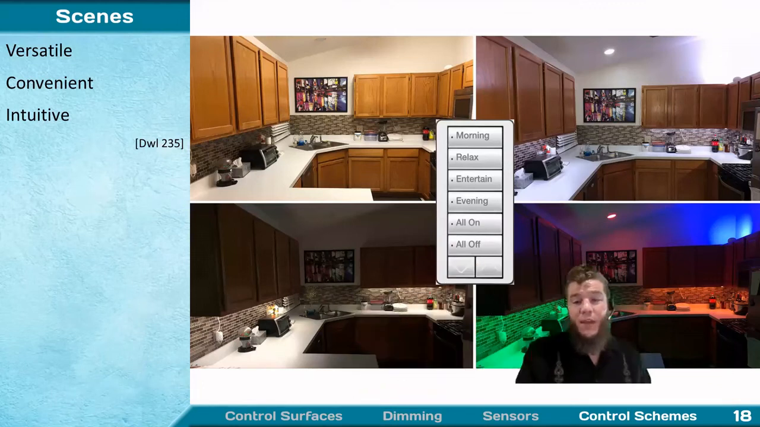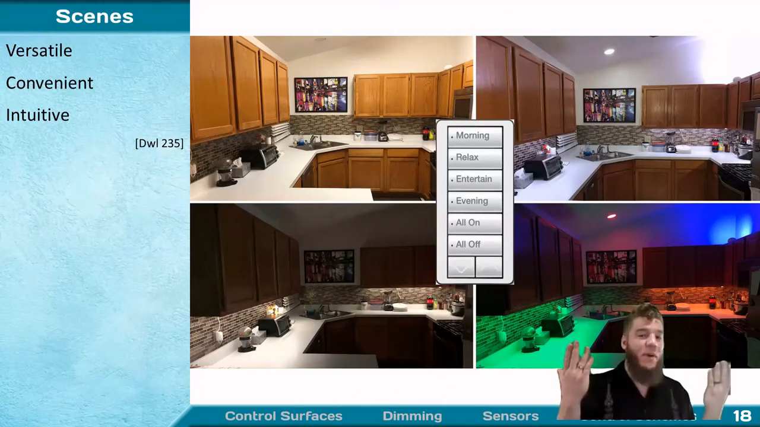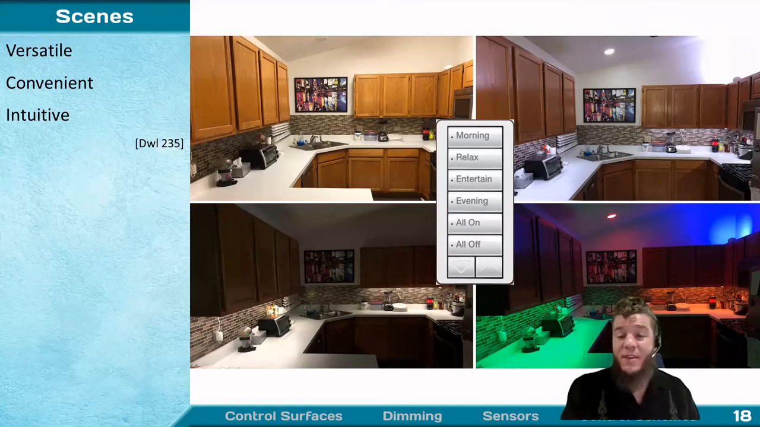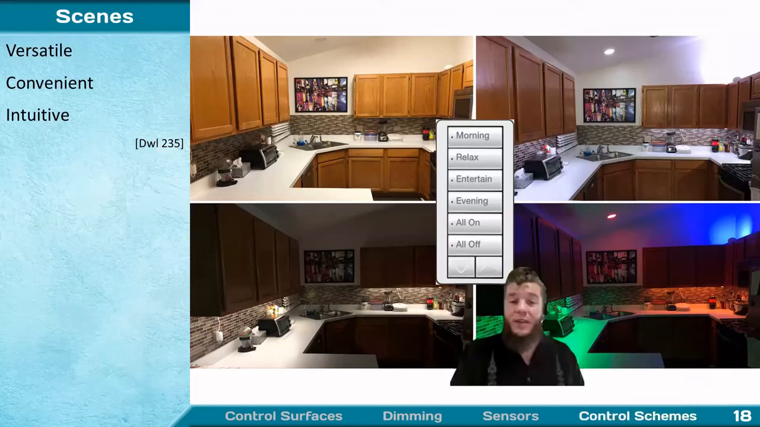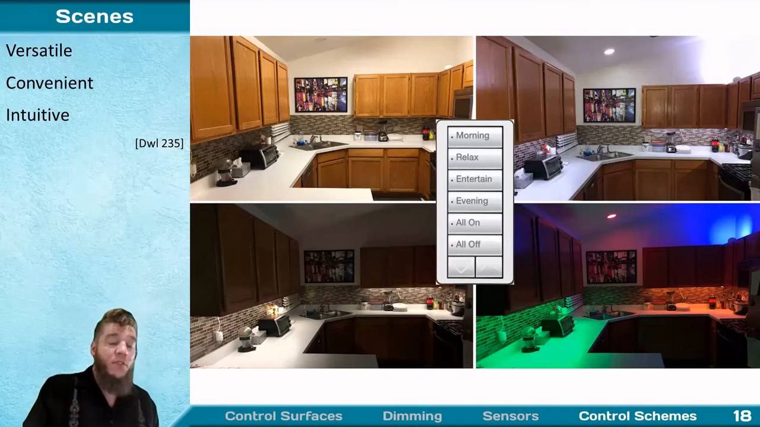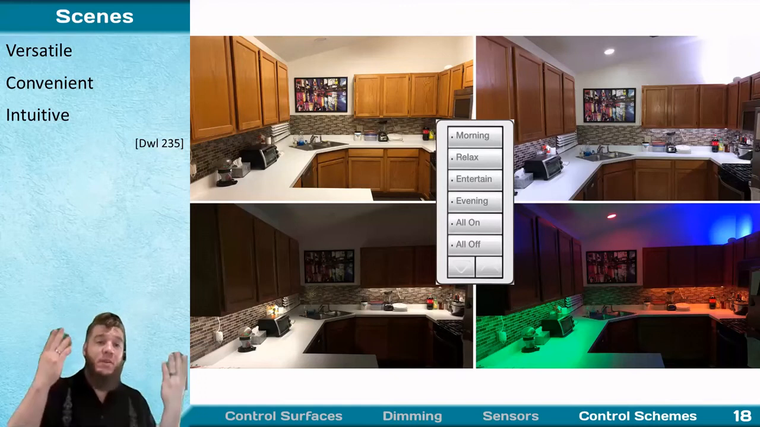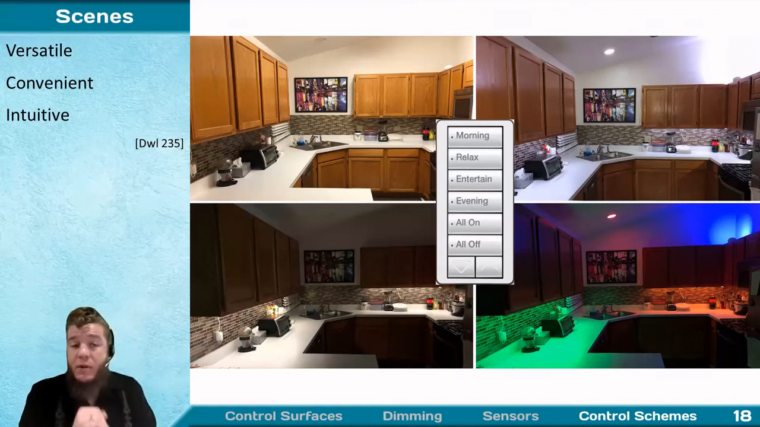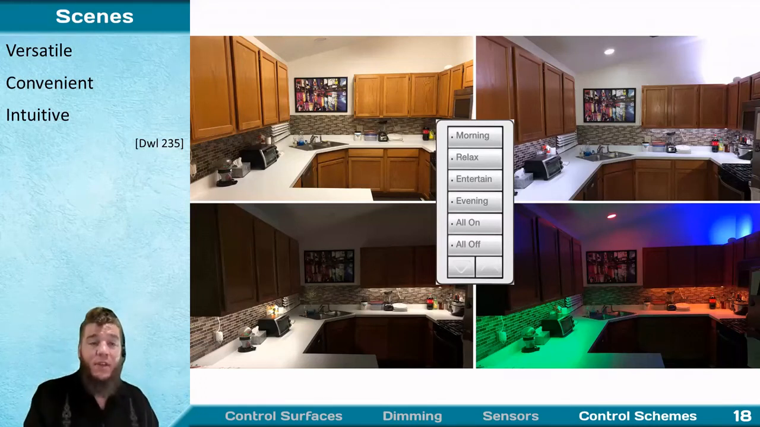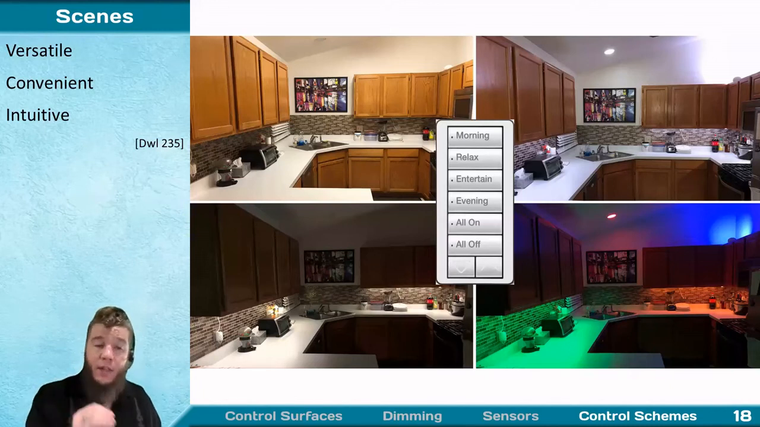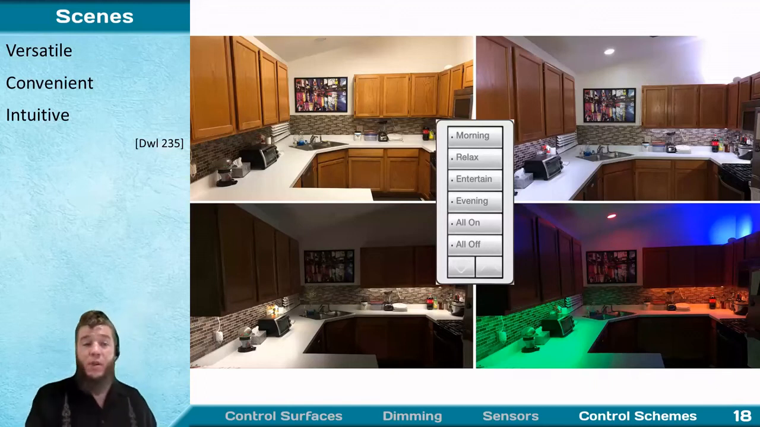And then, of course, if we're going to use a scene controller, we might as well create some beauty in our space. And a scene controller can be quickly and easily set up to create a wide range of very specific things. So again, scene controllers can be versatile and convenient. They aren't necessarily intuitive unless you have a clear plan, a clear design approach, and clear labeling to go with all of that.